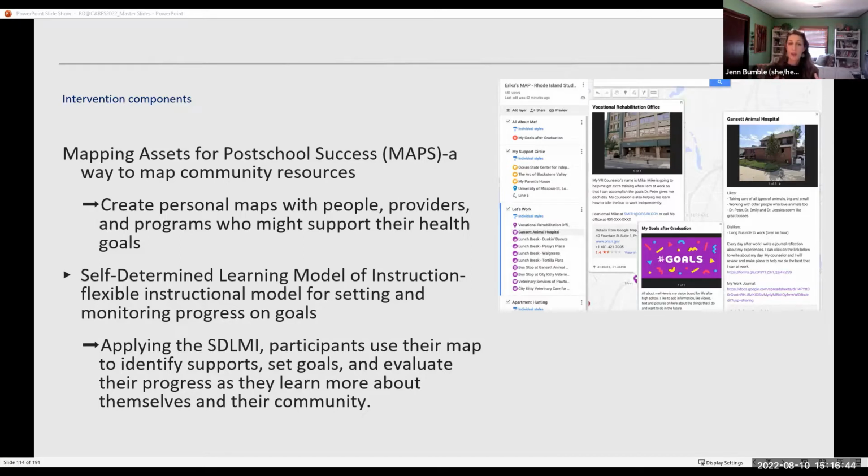Then using the self-determined learning model of instruction, which is a flexible curriculum where folks are setting a goal, creating a plan to achieve that goal, measuring their progress, and reflecting on that goal throughout the time frame. People use that model to evaluate their map and set a goal. Maybe there are people they need to add to their health network. Maybe there are places that they might want to go more frequently or activities they might want to do more frequently. But they're using that map to set specific, measurable, and observable goals to expand their health and expand what we call their health network. Next slide.